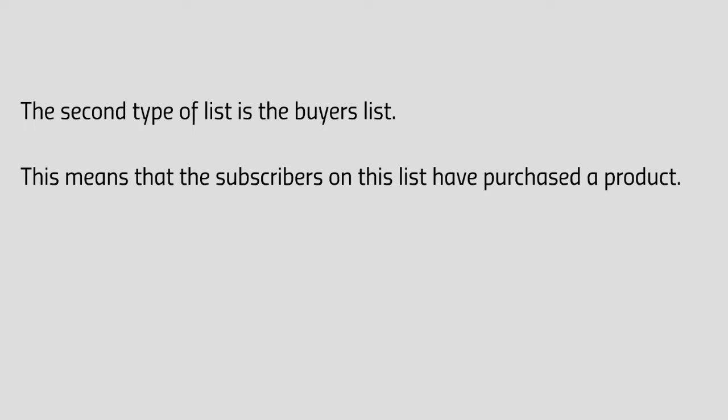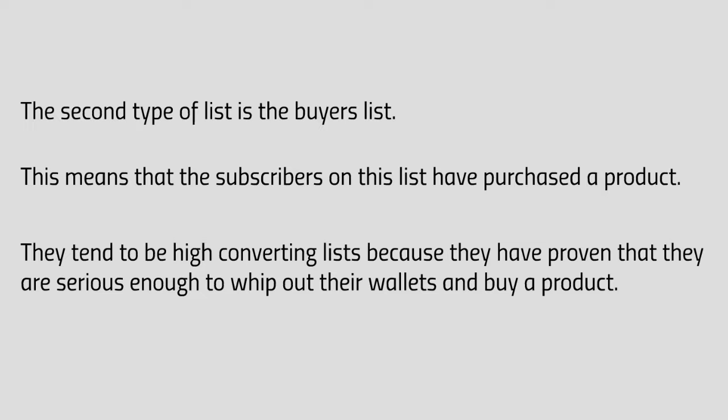Now, the second type of list is a buyer's list. This means that the subscribers on the list have actually purchased a product. So say, for example, somebody lands on your sales page. You're selling them something like a $7 or $17 item or whatever price point it is. They buy it and you add them to your list. So that is basically a buyer's list. Now, these types of lists tend to be very high converting because they have proven that they're serious enough to whip out their wallets or their credit cards and buy a product.